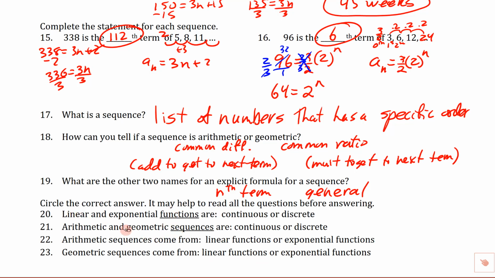Remember, functions actually cover all those values. They've got a domain that includes anything. So those would be continuous, whereas sequences, those are only valid when we plug in a 1 for the first term, 2 for the second term, and so forth. So that's automatically going to make it discrete. It's going to jump from one value to the next. And then arithmetic sequences, again, they come from linear functions, and geometric, they come from exponential.